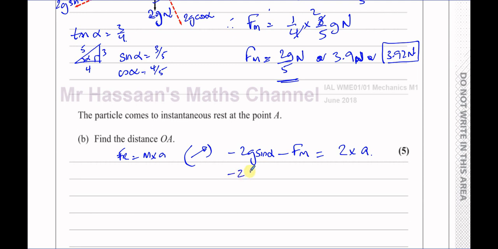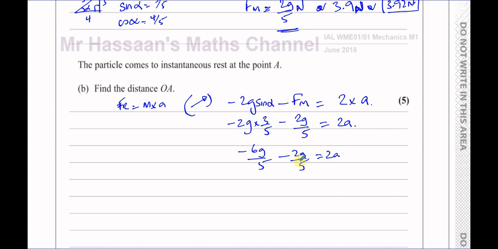So I have minus 2g times 3/5 minus F max, which I'll put in terms of g. That's 2g over 5, and that's equal to 2a. So this gives us minus 6g over 5 minus 2g over 5 equals 2a. So we have minus 8g over 5 equals 2a. So a is therefore, if you divide by 2, minus 4 over 5g.